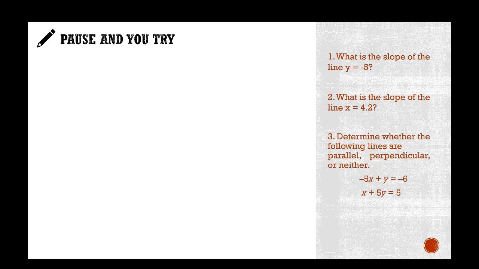All right, go ahead and pause and try these 3 questions. The first 2 are just kind of recall questions. The third one, you're going to have to do some work to figure that out. Okay, so for the first one, what is the slope of a line y equals -5? So y equals any number is a horizontal line, and that's going to be a slope of 0. What is the slope of the line x equals 4.2? Well, x equals any number is vertical, and that would mean your slope is undefined.